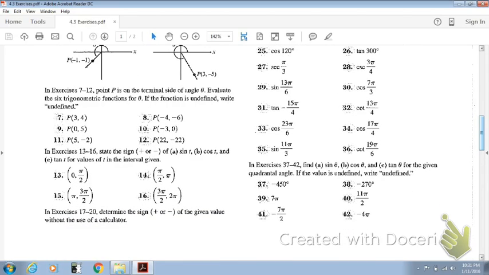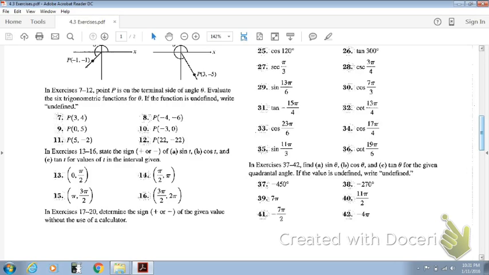Okay, 7 through 11. It says point P is on the terminal side of theta. Evaluate the 6 trig functions. If the function is undefined, write undefined. So again, it's just like 1 through 6, except they don't give you the graph. They just give you the point, which is x and y. So you still want to find r and find out what those 6 trig functions are.